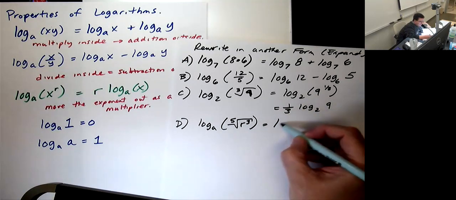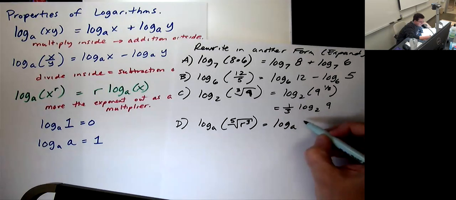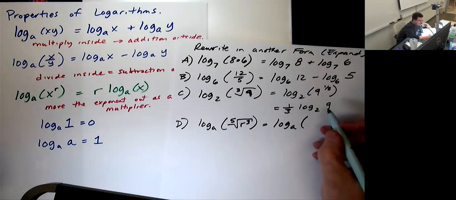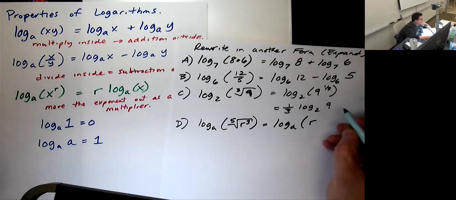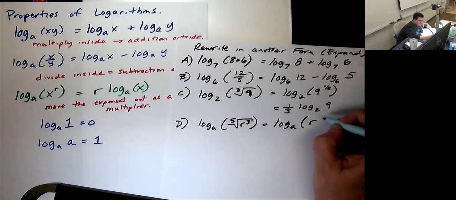What can I rewrite that inside as? What's the exponent going to be? R to the 3/5. 3/5 is correct.